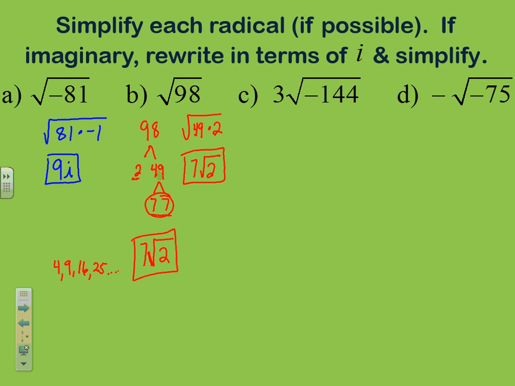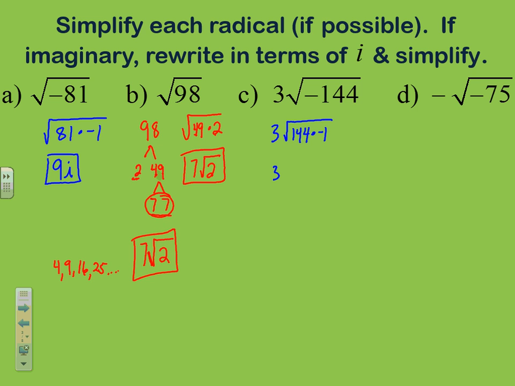So here we have 3 multiplied to the square root of negative 144. We'll look at it like this. Again, we'll leave the 3 on the outside of the radical, and the 144 is really the product of 144 times negative 1. Most of us are going to recognize pretty quickly that if I take the square root of 144, that's going to give me the number 12. And the square root of negative 1 is going to give me an i.